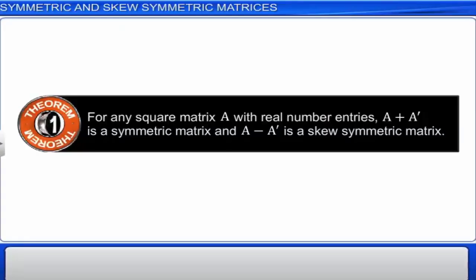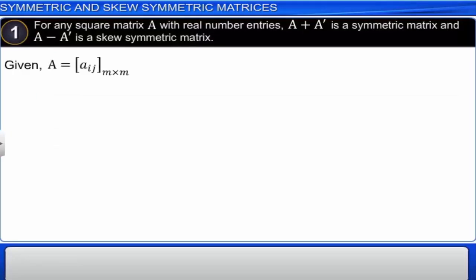The first theorem states that for any given square matrix A with real number entries, the sum of A and A transpose is a symmetric matrix, and A minus A transpose is a skew-symmetric matrix. A is a square matrix with real numbers as its elements.